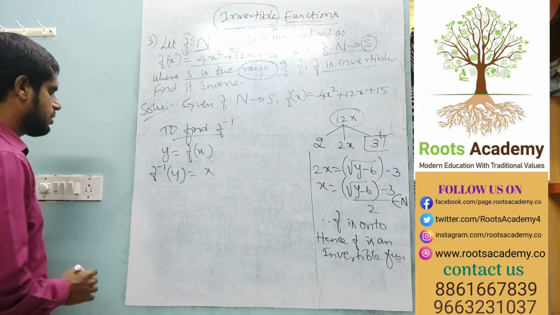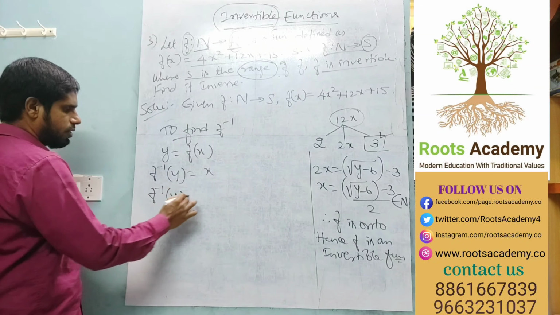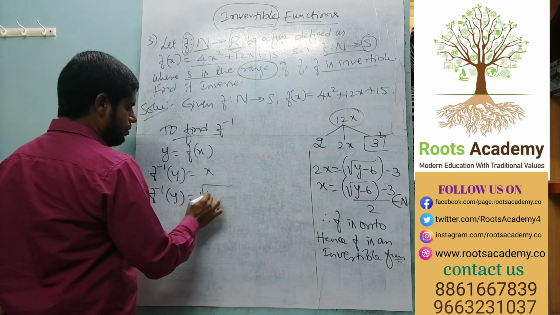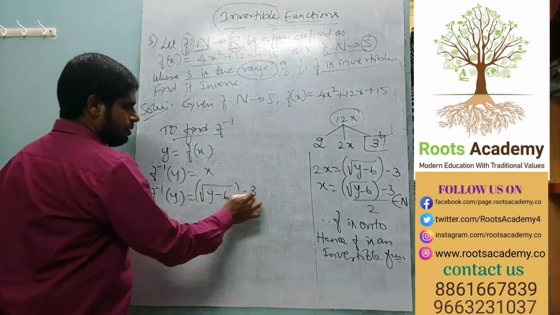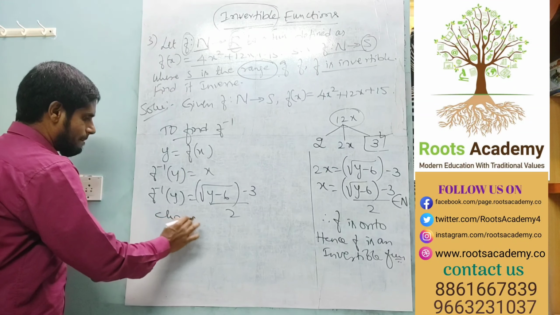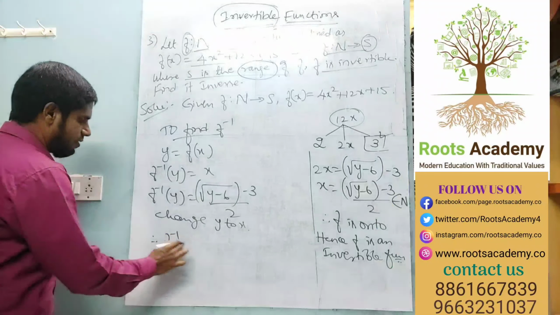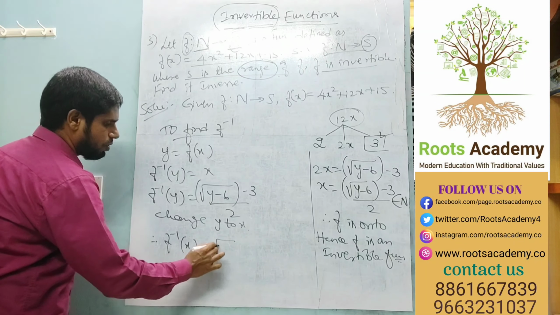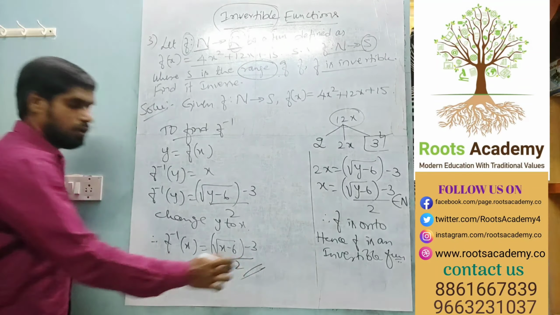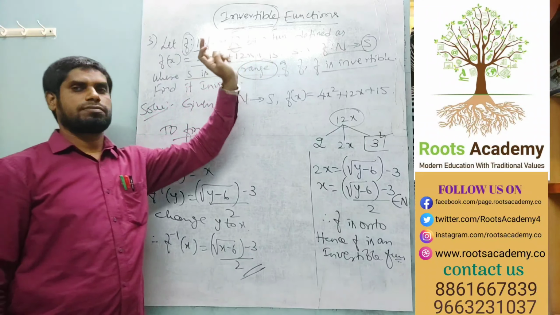Then next, f inverse of y is equals to the x value here, root of y minus 6 minus 3 divided by 2. Change y to x. So therefore f inverse of x is equals to root of x minus 6 minus 3 divided by 2. Student, this is the final inverse of this given function.